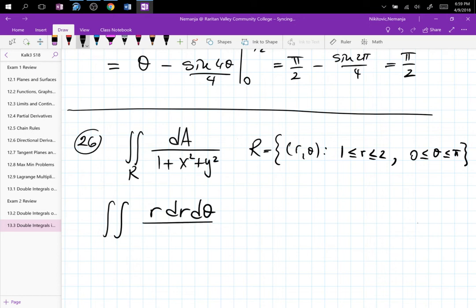divided by what? 1 plus r squared. Very good. 1 plus r squared. And then we have our limits, which are clearly stated, 0 to pi and 1 to 2. So please don't make this difficult, right? They gave you the straightforward limits.